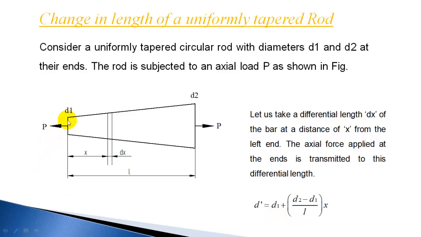If you add the diameter at the left end, d1, plus the increase in diameter at the end of x mm, that will give the diameter here. So d dash, the diameter at a distance x from the left end, is d1, whatever diameter is there at the left end, plus the rate at which the diameter is changing with the distance, multiplied by the distance. At whatever point you are taking that element, the distance x, that will give the diameter.